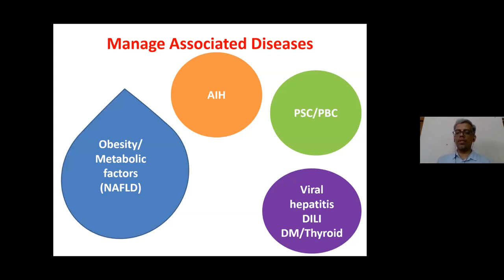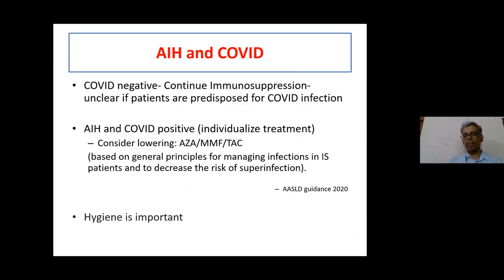Obesity can be associated with autoimmune hepatitis. It's important to manage both these diseases together. In the scenario with COVID, we're going to see lots of COVID in the next couple of months. I hope it goes better than what is being predicted.